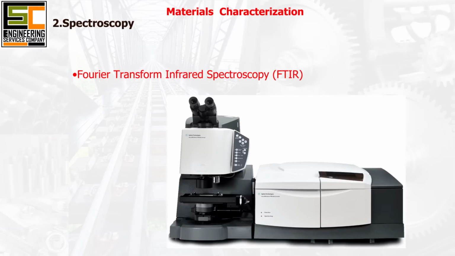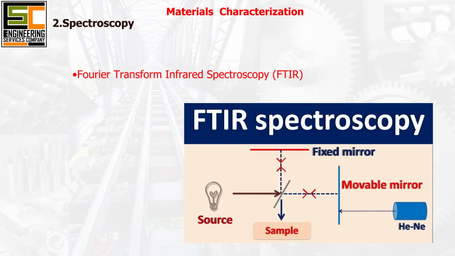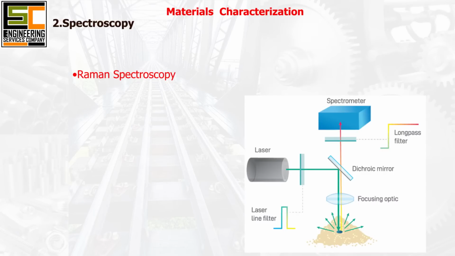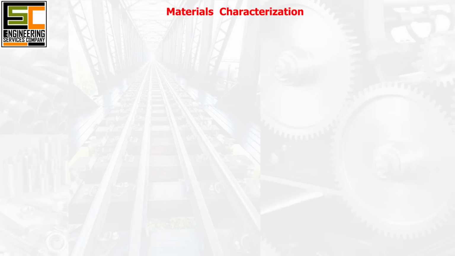Fourier transform infrared spectroscopy (FTIR) measures the absorption and transmission of infrared light by a material, providing information about chemical bonding, functional groups, and molecular structure. Raman spectroscopy analyzes the inelastic scattering of monochromatic light by molecules, providing insights into molecular vibrations, crystallinity, and chemical composition.